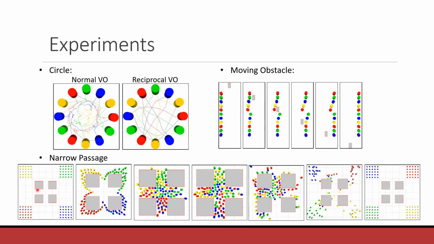Then there is also a narrow passage through which the robots move diagonally to the opposite point. The yellow one goes here and the blue one goes there, the green one goes here, and the red one comes back here. So here we see that as the number of agents increases, some of them get stuck.